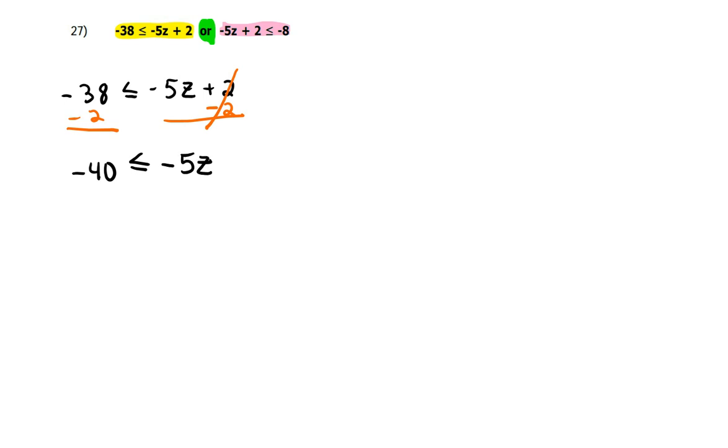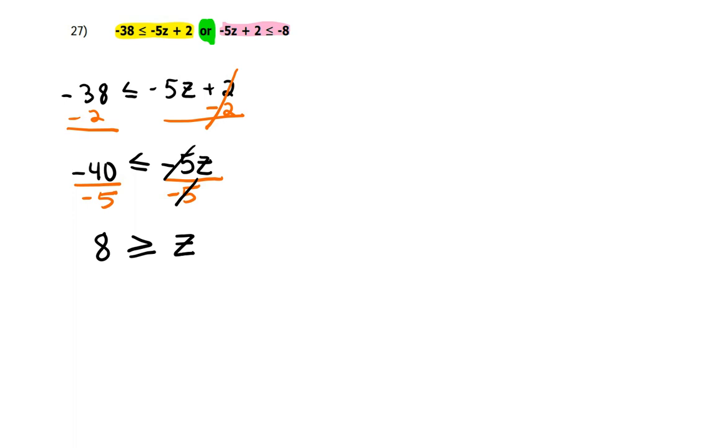Now, I just want the z, not the negative 5, and since they're multiplied together, turn around and divide them off. But you have to remember that when you divide both sides of an inequality by a negative number, your inequality sign, which is this less than or equal to, becomes a greater than or equal to. And negative 40 divided by negative 5 is an 8. And then over here, negative 5 over negative 5 is just 1z.